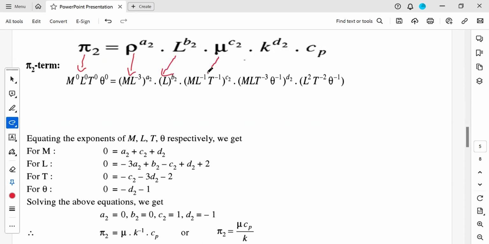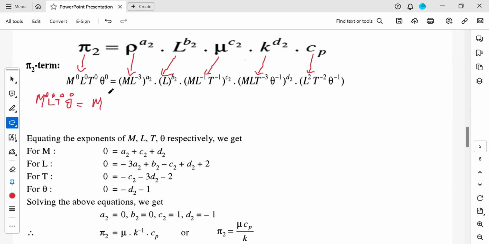For mu, these are the dimensions: M^(n-1) T^(-1). For k, now you will get M L T^(-3) Theta^(-1). For cp, it is L^2 T^(-2) Theta^(-1). Once again, same approach. So here we will write M^0, L^0, T^0 and Theta^0. And the M powers, now you can combine in all the terms.